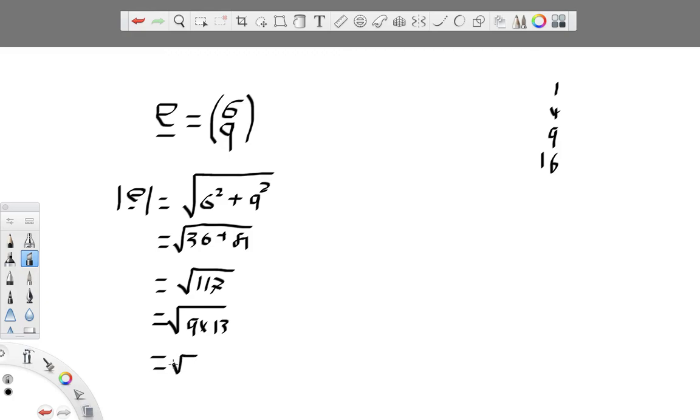This will then become the square root of 9 times the square root of 13. The square root of 9 is of course 3, and we can't do anything more with the square root of 13 because 13 is a prime number, so it's just 3 root 13, leaving our answer in surd form. That as a decimal, to one decimal place, is 10.8.